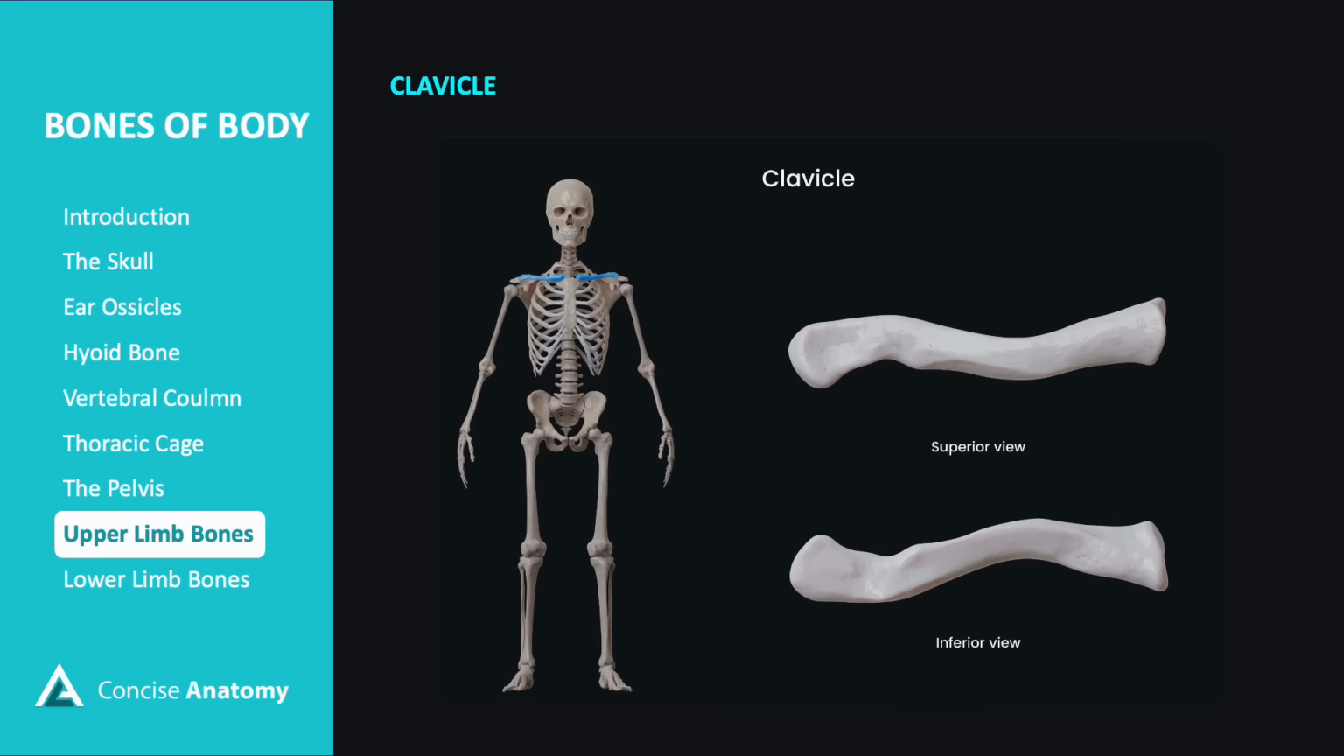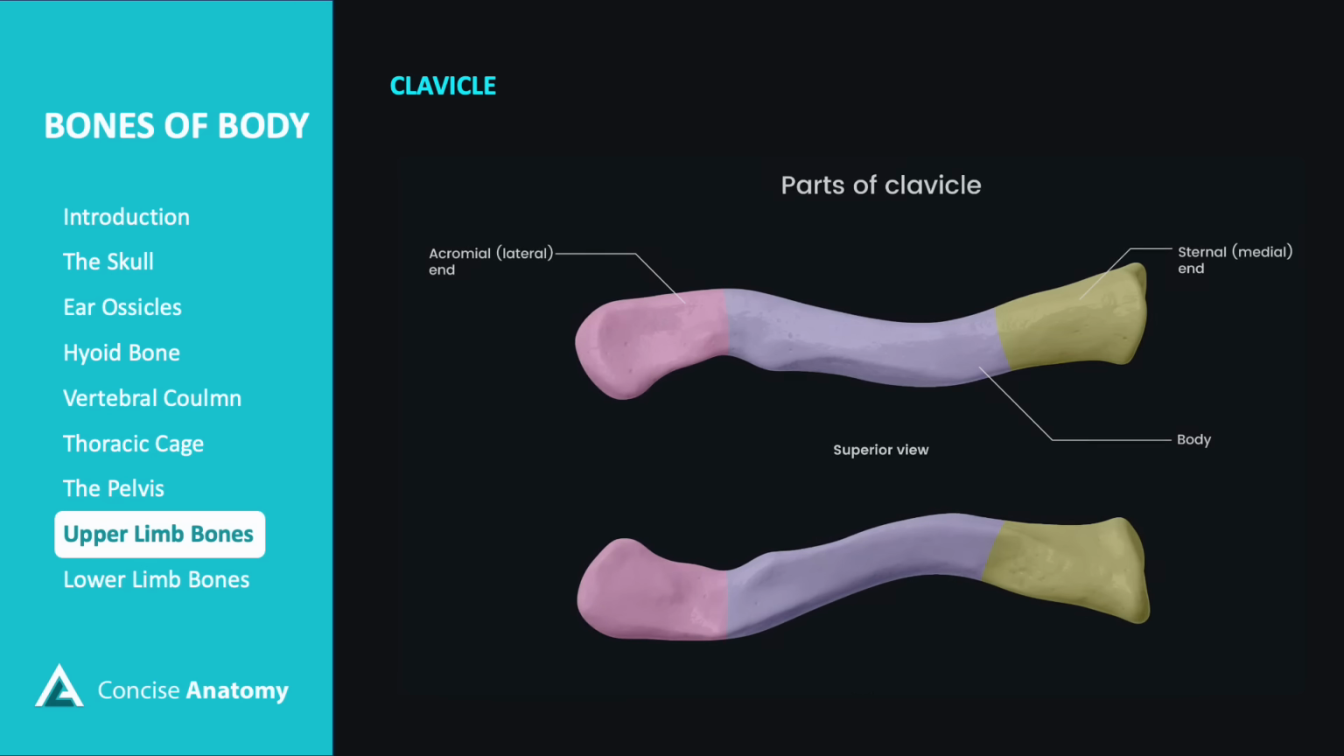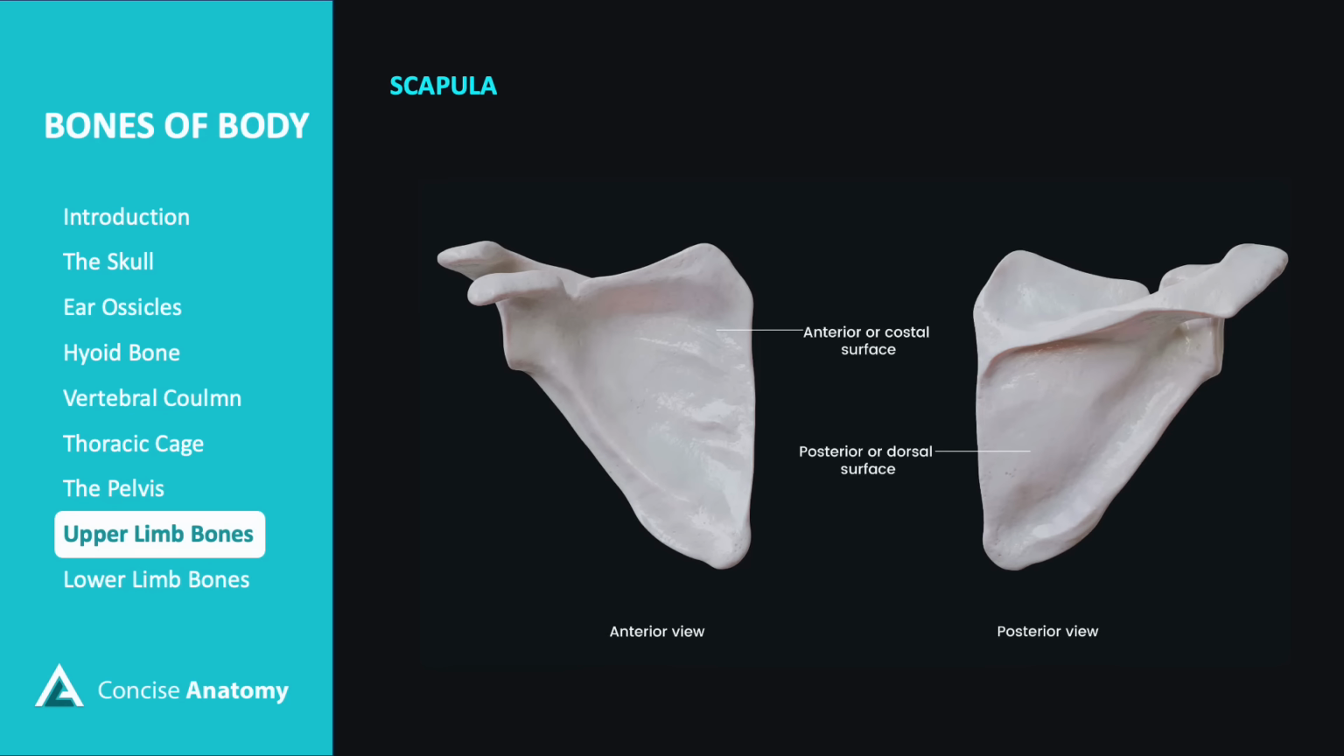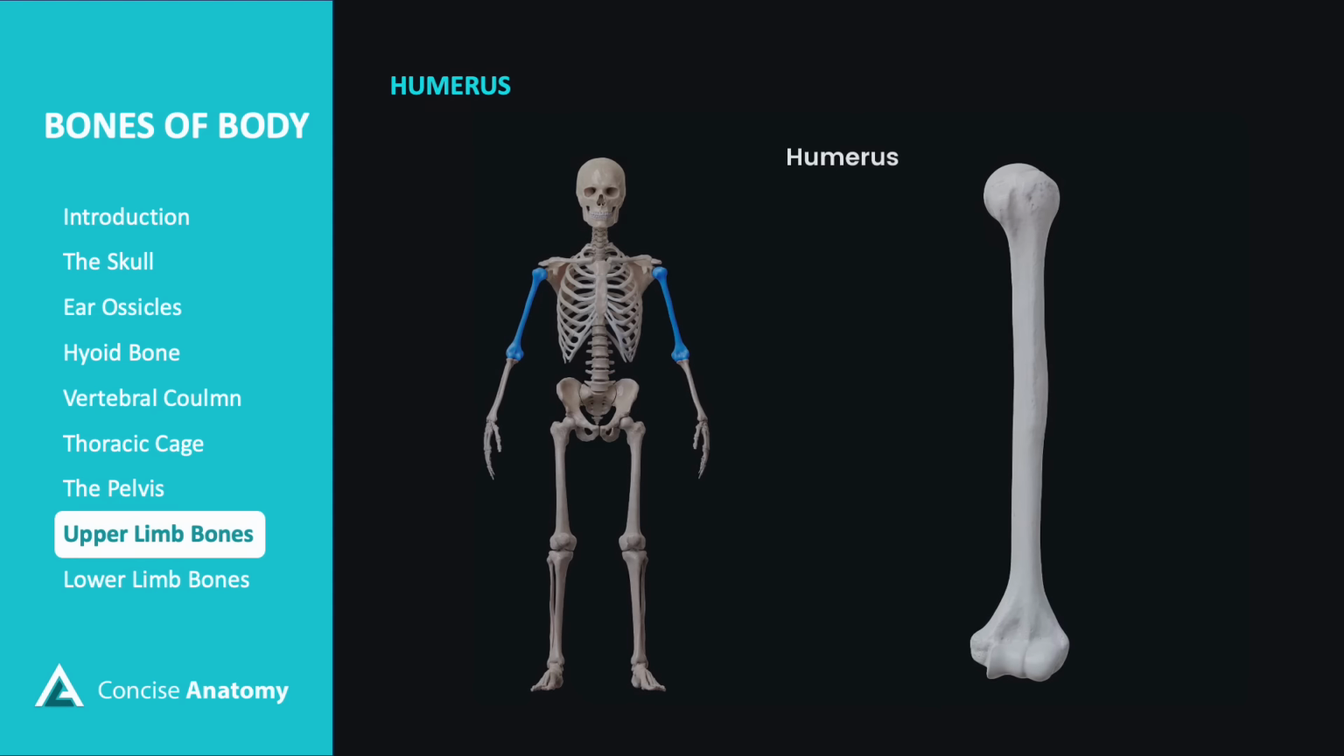The clavicle is an S-shaped bone that connects the arm to the body, acting as a strut to stabilize the shoulder. The clavicle has 3 parts: the sternal end, the body, and the acromial end. The scapula is a flat triangular bone located on the posterior aspect of the ribcage. It provides attachment sites for muscles and forms the glenoid cavity, where the head of the humerus fits to create the shoulder joint. The humerus is the single bone of the upper arm, connecting the shoulder to the elbow.